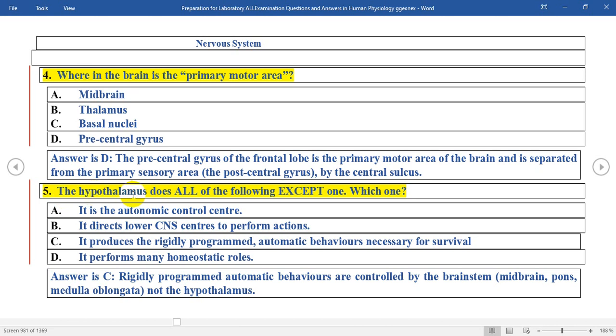Question 5. The hypothalamus does all of the following except one. Which one? It is the autonomic control center. It directs lower CNS centers to perform actions, to produce the rigidly programmed autonomic behavior necessary for survival. It performs many homeostatic roles. Answer is C.